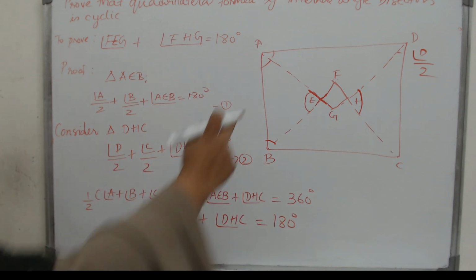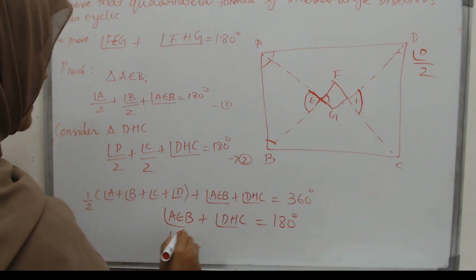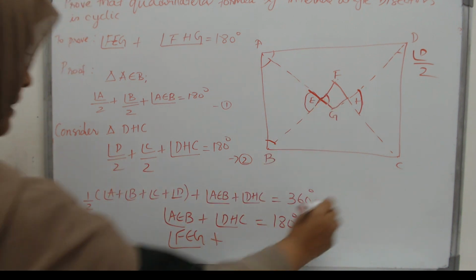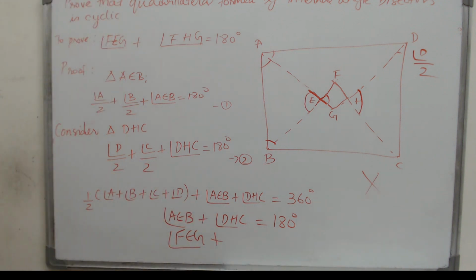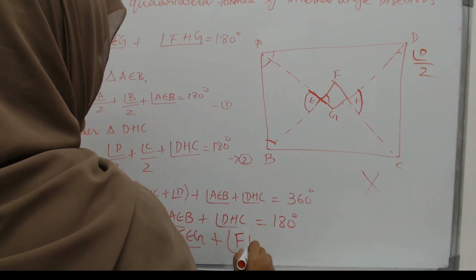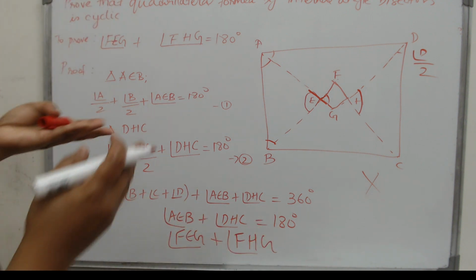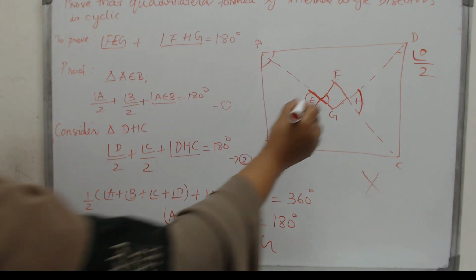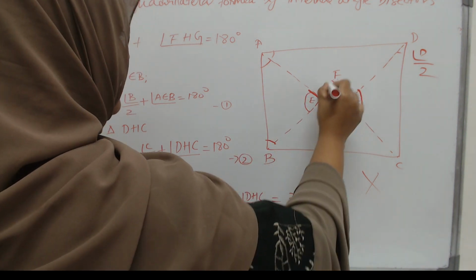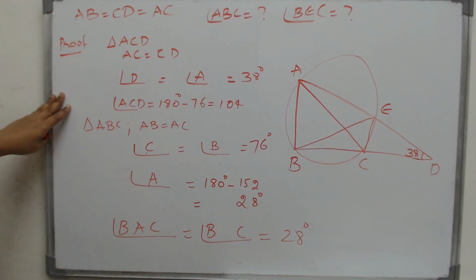But then what is your AEB? It is the same as FEG. Why? Because remember X, it is vertically opposite. Similarly DHC, it is the same as FHG. This is 180, which means what? The quadrilateral that you have here, the small one, its opposite angles add up to 180 degrees.